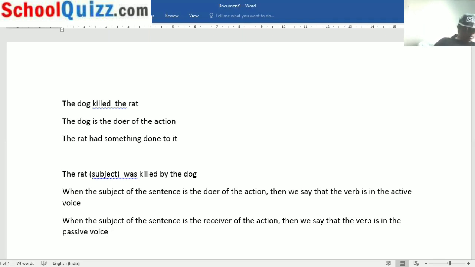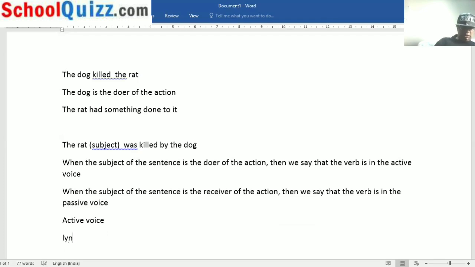Now, let's look at some more examples of active voice and passive voice. So this is the active voice. Lynette sang a song, because she is the doer of the action, singing. So Lynette sang a song, right? Song is the object. So song is the receiver of the action.